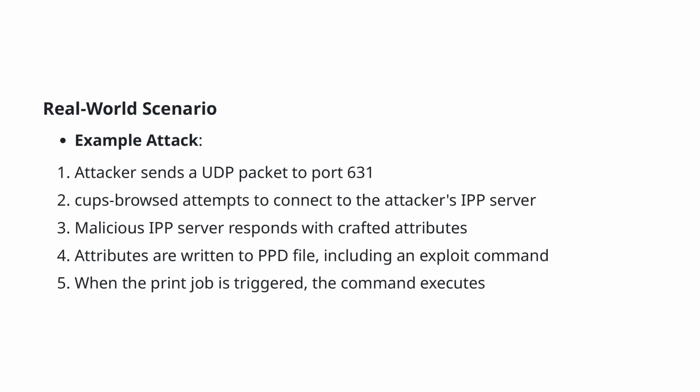print service. 2. The cups-browsed service on the target system receives this packet and attempts to connect to the attacker-controlled IPP server. 3. This malicious IPP server responds with crafted attributes that include an exploit command embedded within the printer's attributes. 4. These crafted attributes are then written to the PostScript printer description (PPD) file on the target system. 5. When a print job is subsequently triggered, the exploit command embedded in the PPD file executes, allowing the attacker to achieve arbitrary command execution on the target system.